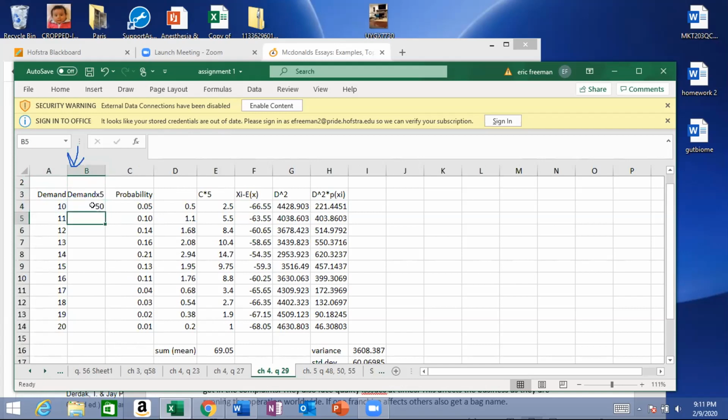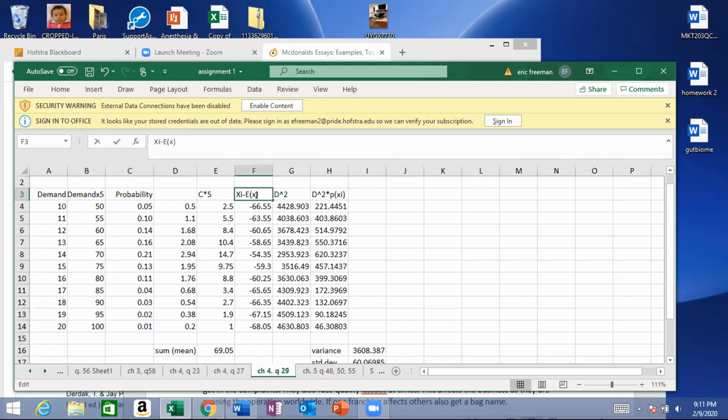Good. Take that all the way down. Just double click on that dot. Double click. All right. Now in your F column over here, the X_i is really this column B. So instead of doing, I think you did what would be E, I want you to do B4 minus.